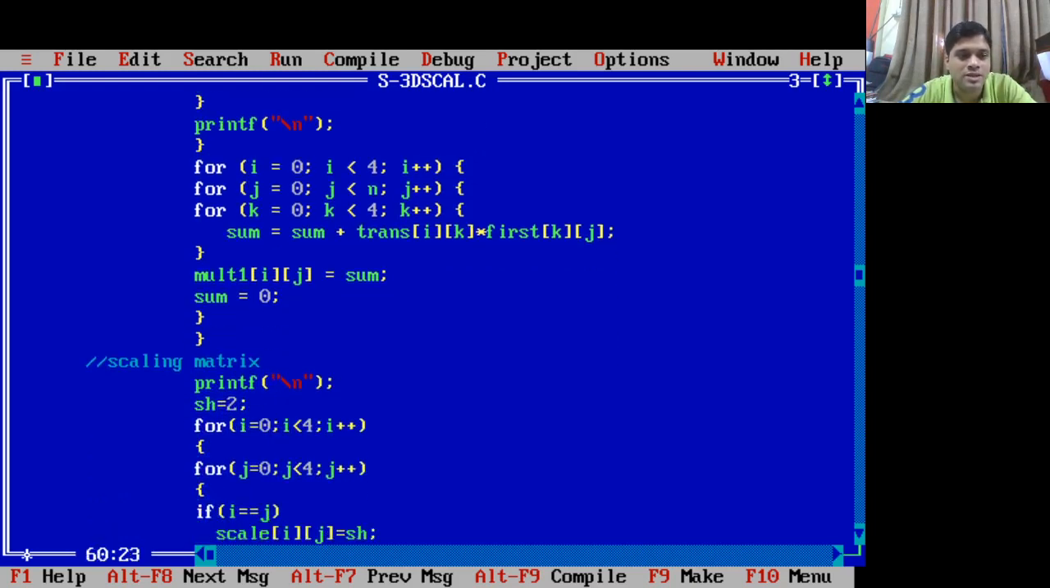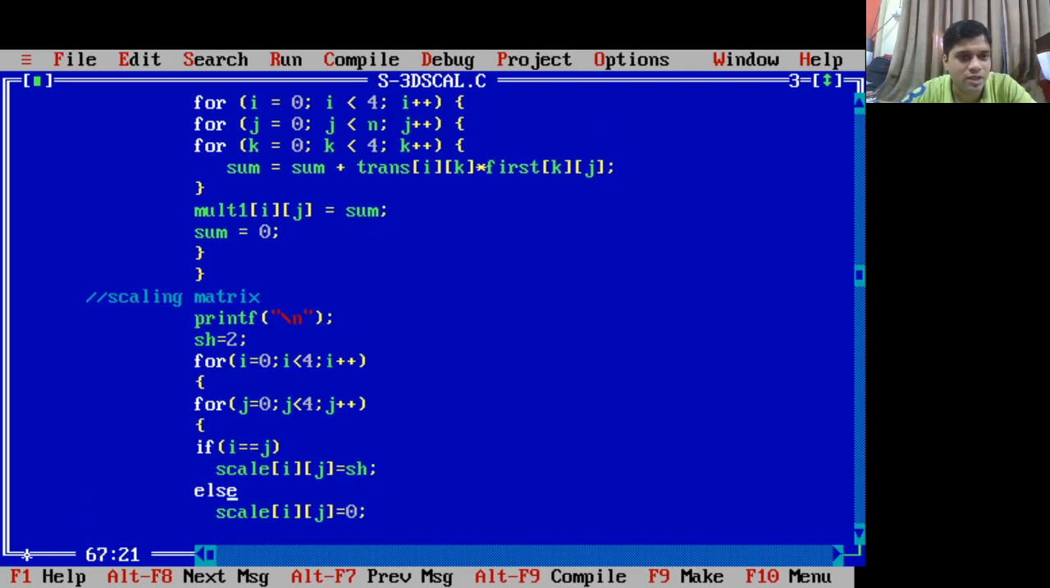As it was required to perform scaling to twice of the original size, the scaling factor everywhere is 2. Again I assign successive for loops. So for I equal to 0, I less than 4, I plus plus. J equal to 0, J less than 4, J plus plus. Wherever it is I equal to J, I put the value of scaling matrix. So all the major diagonal positions 1, 1, 2, 2, 3, 3 and 4, 4 will get value of 2, and at all other positions the value will be 0.